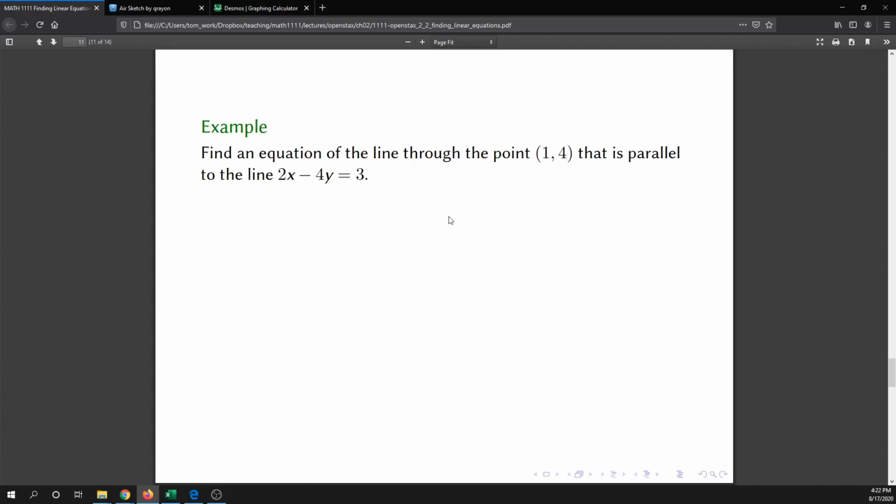Okay. So in this example, what we want to do is find the equation of the line through the point 1, 4 that is parallel to the line 2x minus 4y equals 3. All right. So through 1, 4, parallel to 2x minus 4y equals 3.